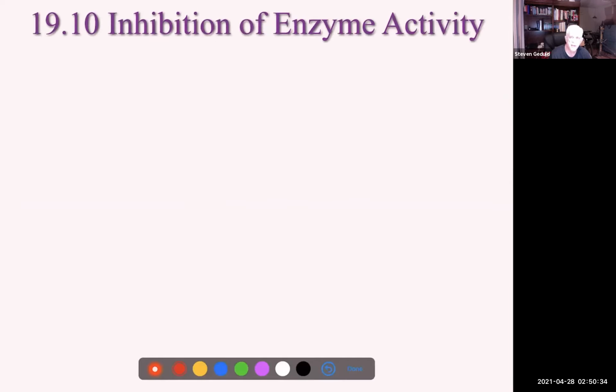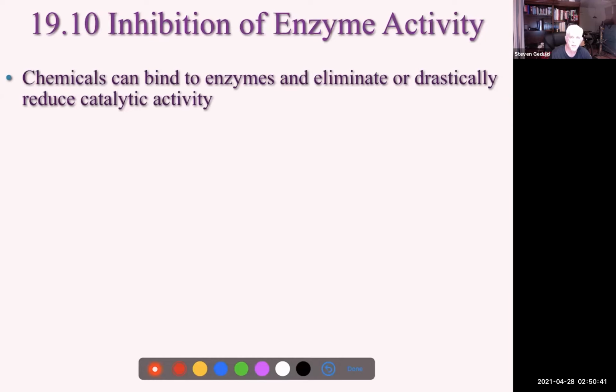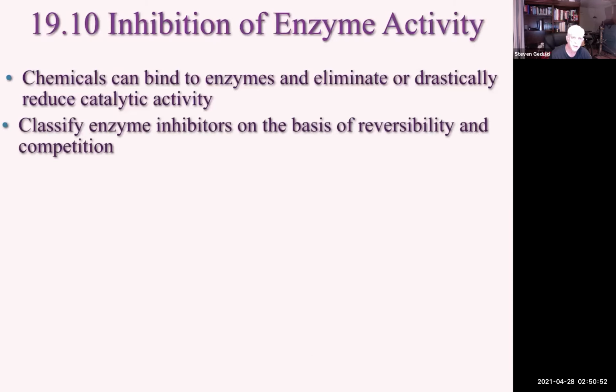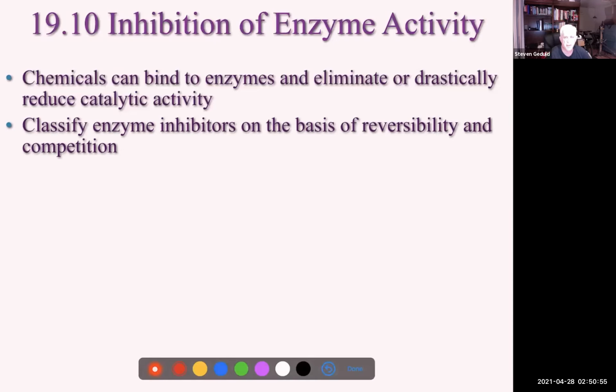All right, inhibition of enzyme activity. How can you stop enzyme activity? Remember, you turn it on, you gotta be able to turn it off. Chemicals can bind to enzymes and eliminate or drastically reduce catalytic activity. Catalytic activity is the ability of the enzyme to break down your substrate into a product. Okay. You classify enzyme inhibitors on the basis of reversibility and competition. So how it inhibits the enzyme from working can be because it could be reversible, or it can compete with something at that active site.